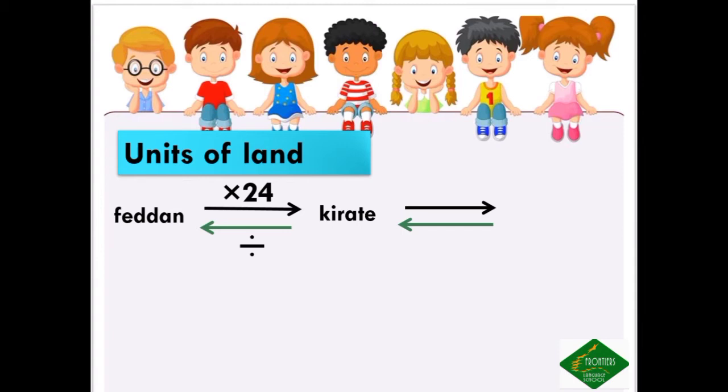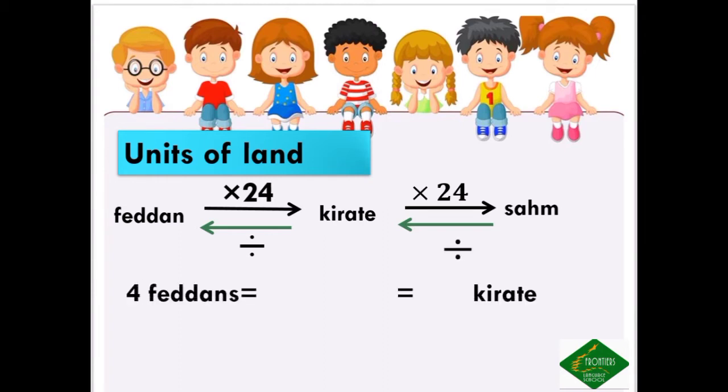And if I want to convert from kirat to sahm, the smaller unit of land, 1 kirat equals 24 sahm, so I multiply by 24. And if I want to convert from sahm to kirat, I divide by 24.